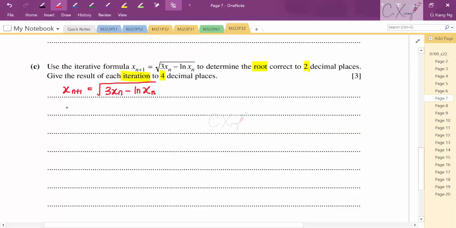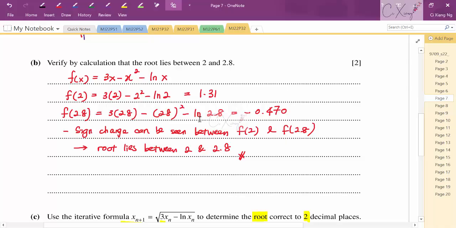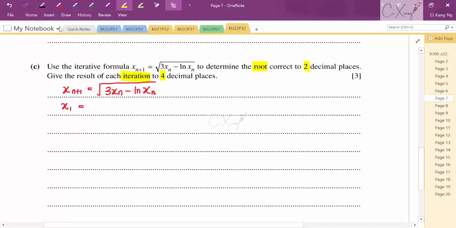We need to start from the first value, the initial value. The initial value is not given in the question, so you can choose the initial value that you want. For your information, the value that I usually suggest is according to the previous part of the question, when they ask us to prove the sign change. If we can, we will try to use either the value 2, or the value 2.8, or any value between 2 and 2.8 to start. So this is a small suggestion. For myself, I'm using 2.8.